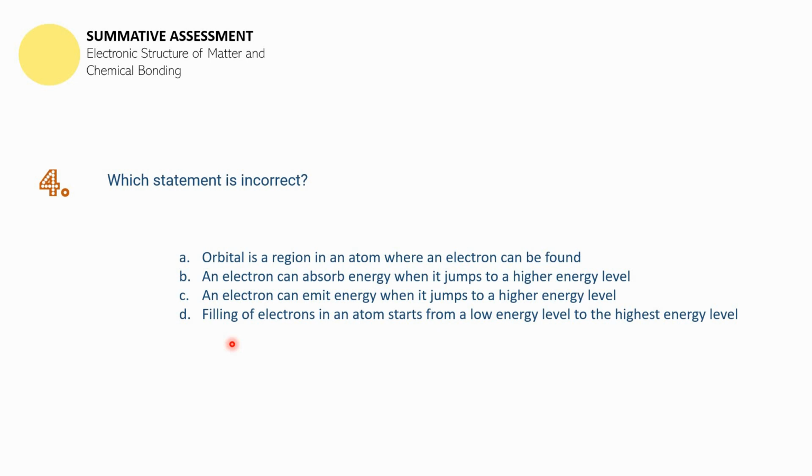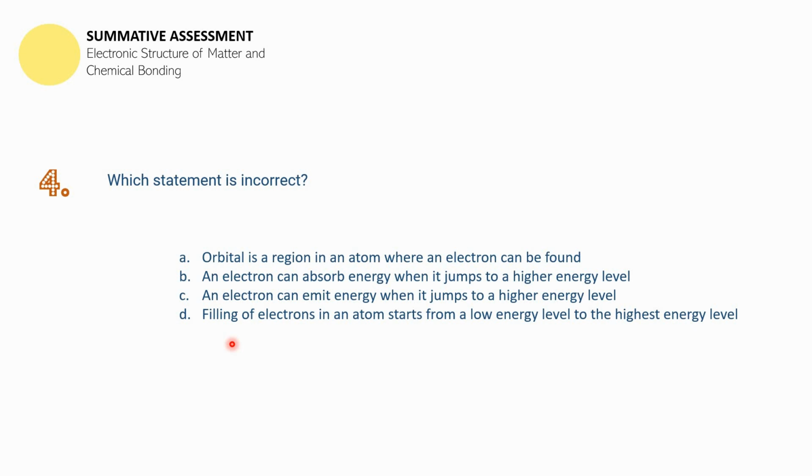A, orbital is a region in an atom where an electron can be found. B, an electron can absorb energy when it jumps to a higher energy level. C, an electron can emit energy when it jumps to a higher energy level. D, filling of electrons in an atom starts from a low energy level to the highest energy level.